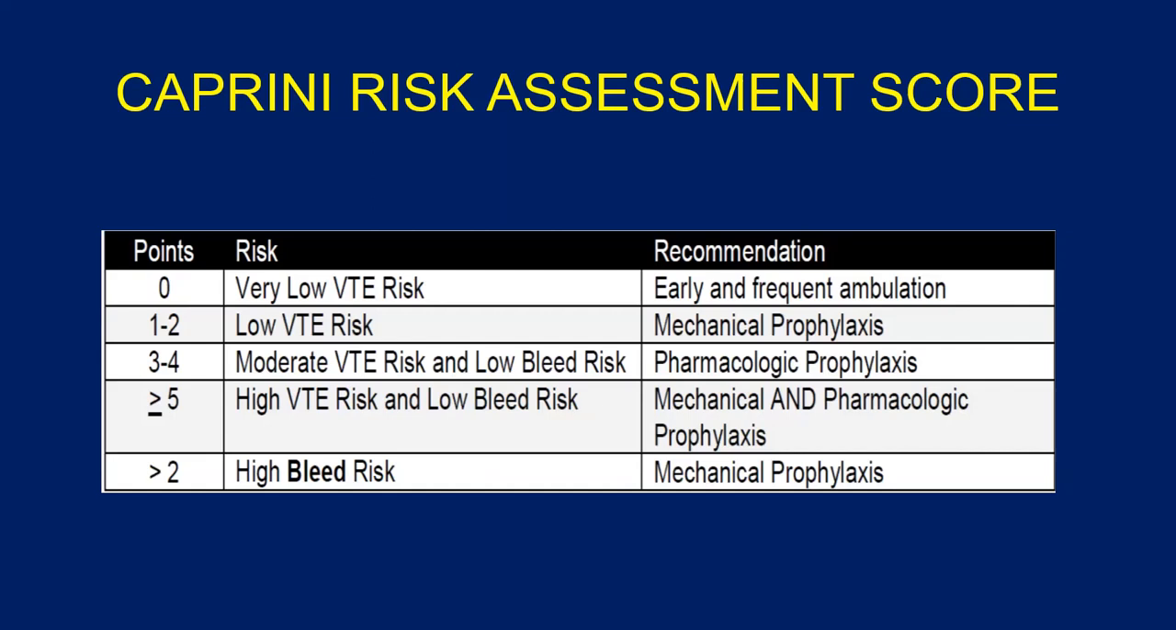And then if they have greater than 5 points on that scale, they are high risk for VTE and low bleed risk. You're going to use mechanical and pharmacological prophylaxis. The key is mechanical and pharmacological prophylaxis. And then if they have points greater than 2 and they're high bleed risk, it's just mechanical prophylaxis alone.